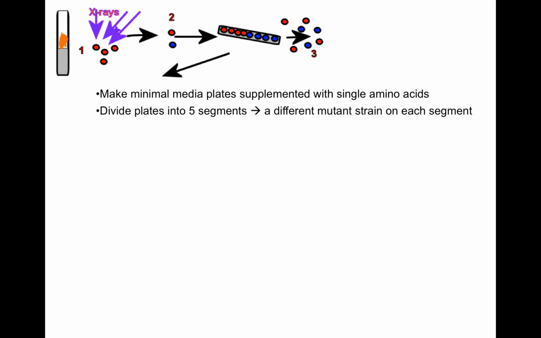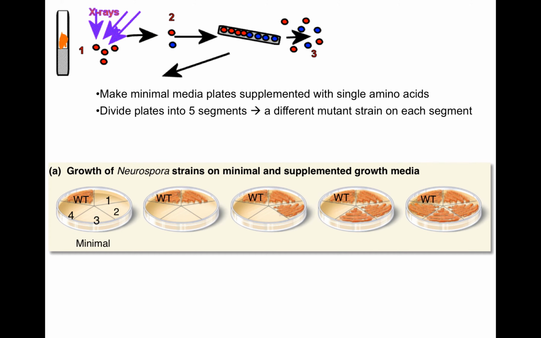They divided plates into 5 segments, and on each plate they streaked out a little bit of a different mutant strain. So here's what the experiment looked like. Here's a minimal media plate divided into 5 different segments. In the last segment, they put wild-type Neurospora. And on minimal media, wild-type had no problem growing. However, none of these mutants would grow. They needed to be supplemented with something else. And that's what all these plates are.